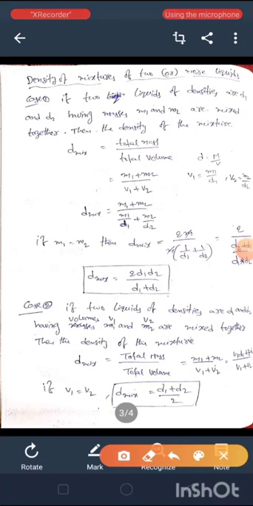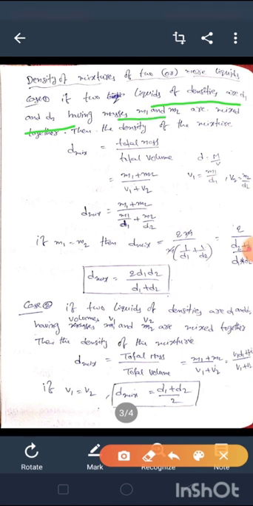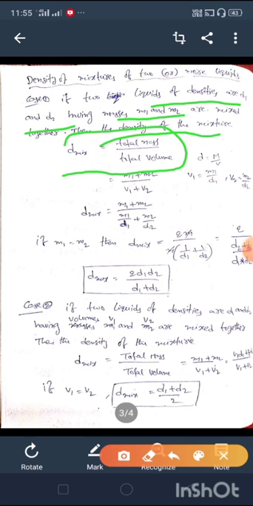Let us discuss the density of mixtures of two or more liquids. In case 1, if two liquids of densities d1 and d2, having masses m1 and m2, are mixed together, then the formula for the density of the mixture is total mass by total volume. Here, the density of the mixture is equal to the total mass, m1 plus m2, by the total volume, v1 plus v2.